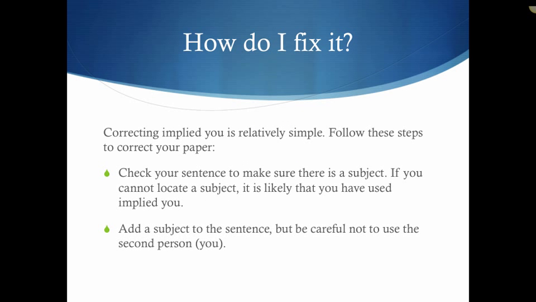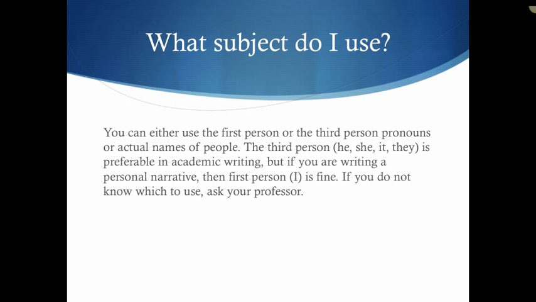It's actually pretty simple. Check your sentence to make sure that there is a subject. If you cannot locate a subject, it's very likely that you've used implied you. And then you just need to add a subject to the sentence, but make sure you don't use the word you. So you could make it I or he or she, or you could use someone else's name. Any subject will do.